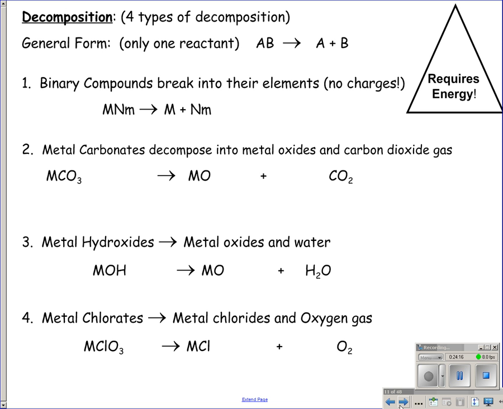Decomposition. Decomposition has a couple of more possible reactions than synthesis does. I'm going to give you a minute to write down those, because this is the hardest one to remember. And you do have to remember how these break apart, unfortunately.